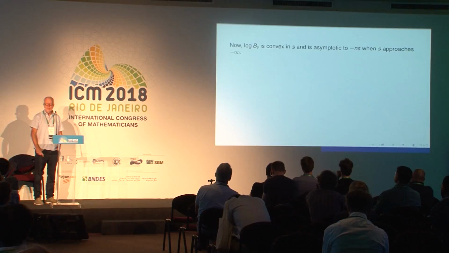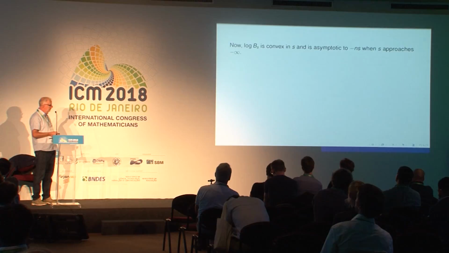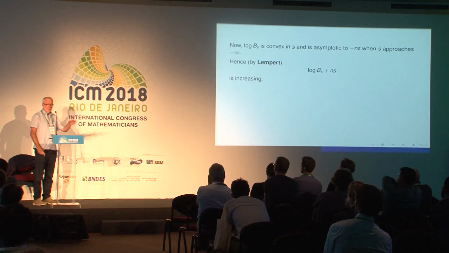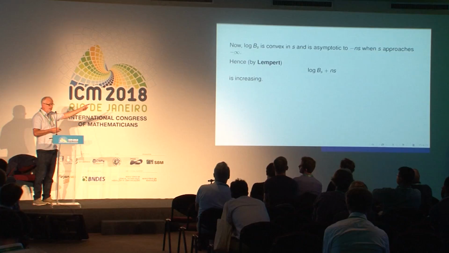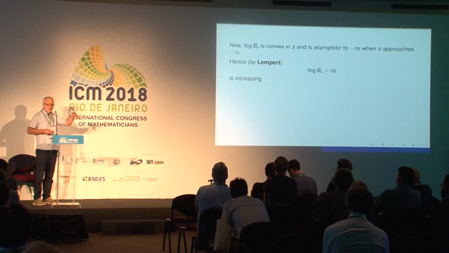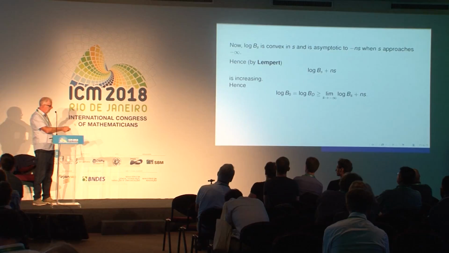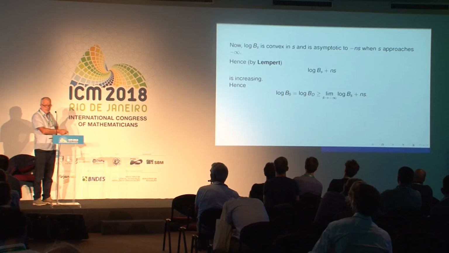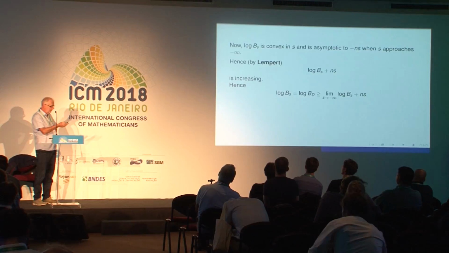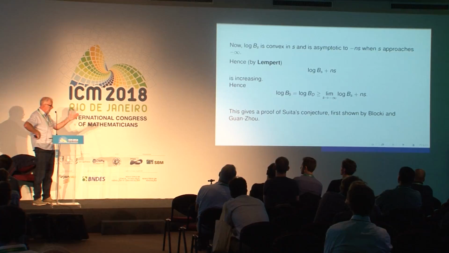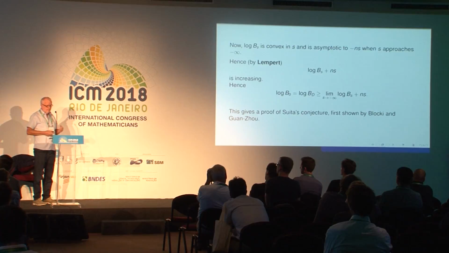And then it was observed by László Lempert that if you add ns to this, it's still convex and it's bounded when s goes to minus infinity. And that forces the function to be increasing. If you think of it, you have a convex function that is bounded near minus infinity, defined on the negative half axis. And it's convex, so it has to be increasing. So therefore you get that the logarithm of B_0, which is the logarithm of the Bergman kernel for D, is greater than the limit of this expression when s goes to minus infinity. But when s is close to minus infinity, you have essentially balls, and you know what the limit is. So this way one gets a proof of the Suita conjecture, which I said was first shown by Błocki and Guan–Zhou.